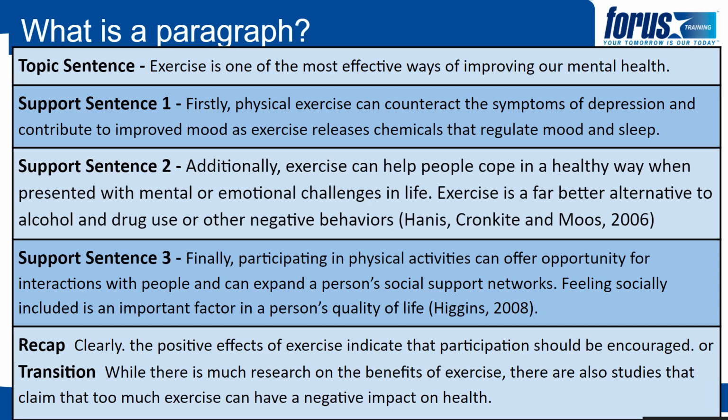So here's an example. The topic sentence is: Exercise is one of the most effective ways of improving our mental health. Then we have three supporting sentences. Firstly, physical exercise can counteract the symptoms of depression and contribute to improved mood as exercise releases chemicals that regulate mood and sleep.